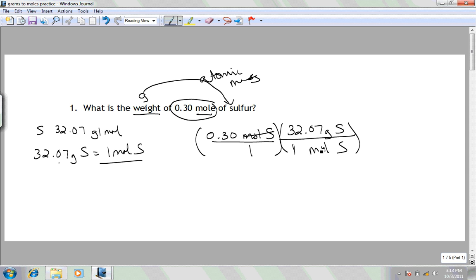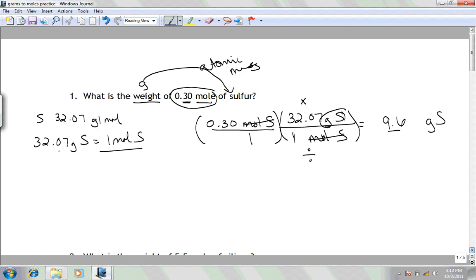The moles of sulfur cancel. That means we're left over with grams of sulfur. That's going to be our units. 0.3 times, if it's on the top you multiply, if it's on the bottom you divide. 0.3 times 32.07. That comes out to be 9.6 grams of sulfur. Notice that there's two significant figures in our question. That means we have two significant figures in our answer.